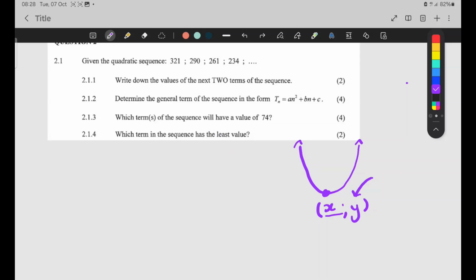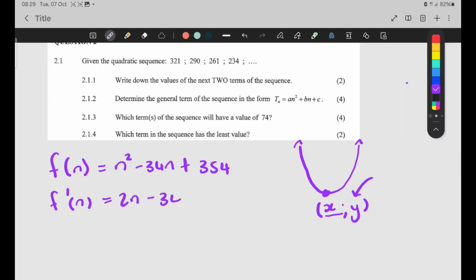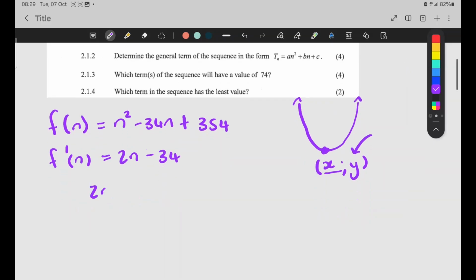So I'm going to derive, eh? So I'm going to take my general term. So let's write the general term as f of n, eh? As a function. So the general term was n squared minus 34n and plus 354. So then I'm going to derive in terms of n. So this is 2n minus 34. And then after you derive, you make it equal to 0 to get the turning point. And then solve for n.